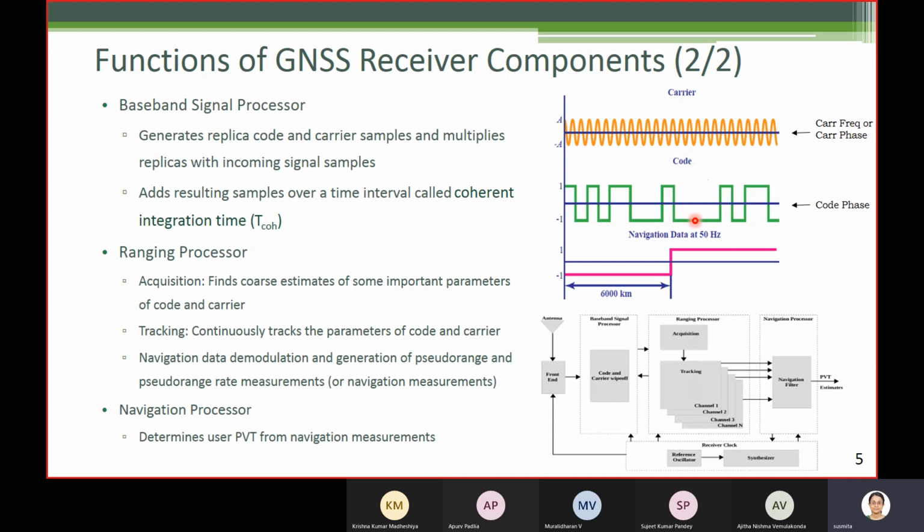We already defined this. Again, it is not possible to do the same thing. So if you do not look at the previous lecture, you will not be able to follow things. So basically here in the ranging processor, we are interested in finding the carrier frequency of the incoming signal, okay? And we also want to find the code phase.